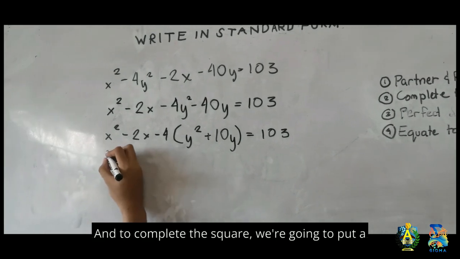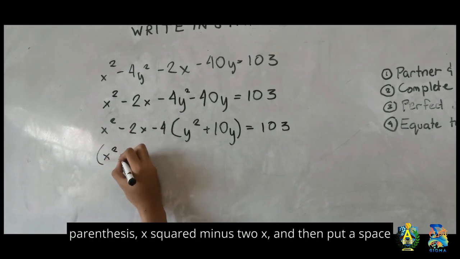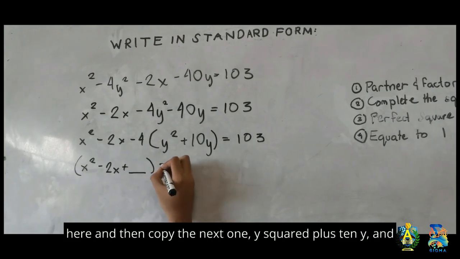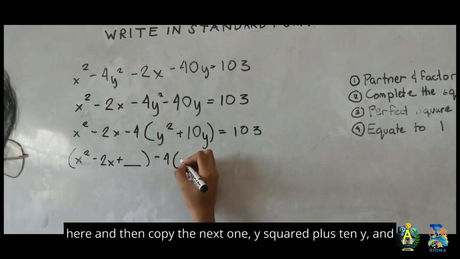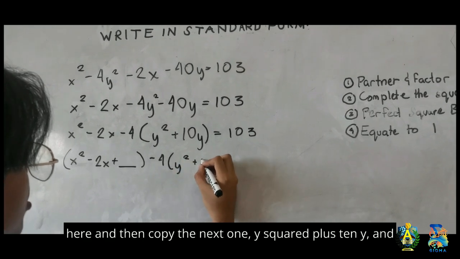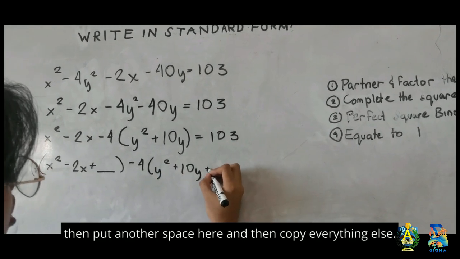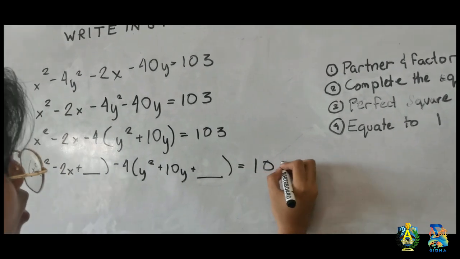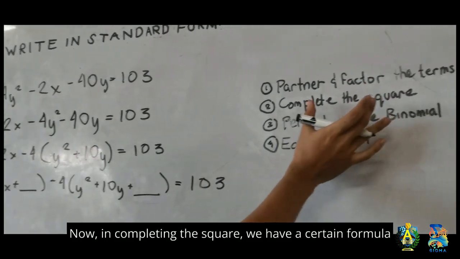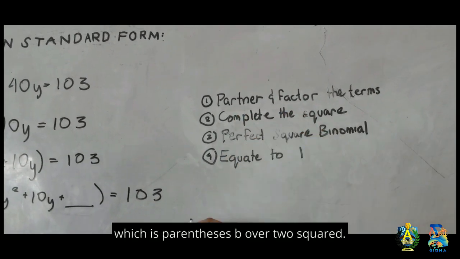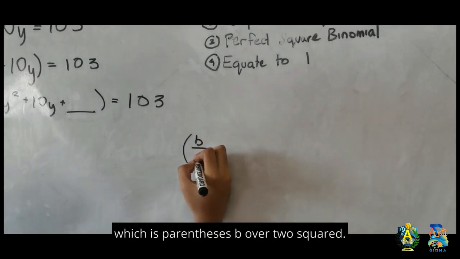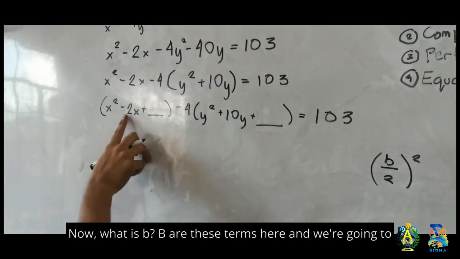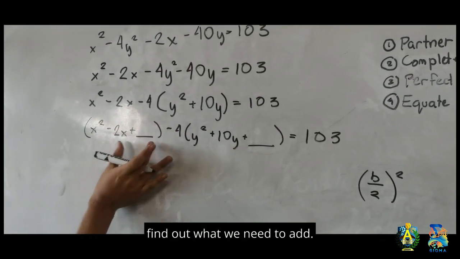Now that we have factored the terms, we need to do the next step, which is completing the square. To complete the square, we put parentheses, x squared minus 2x, and then put a space here, and then copy the next one, y squared plus 10y, and then put another space here, and then copy everything else. In completing the square, we have a certain formula, which is parentheses b over 2 squared. Now what is b? B are these terms here, and we're going to find out what we need to add.